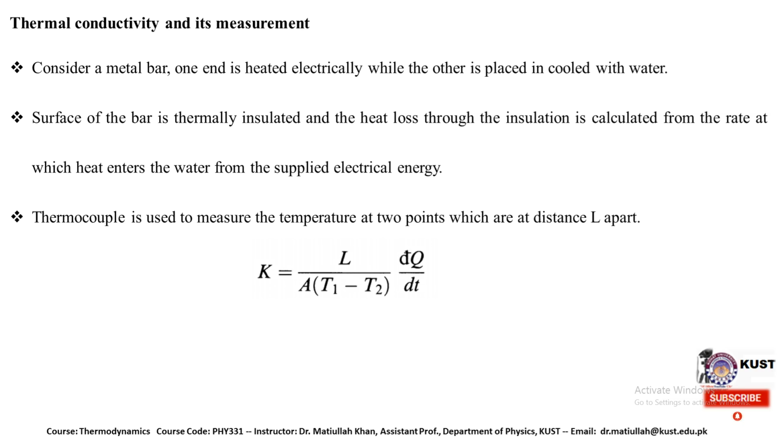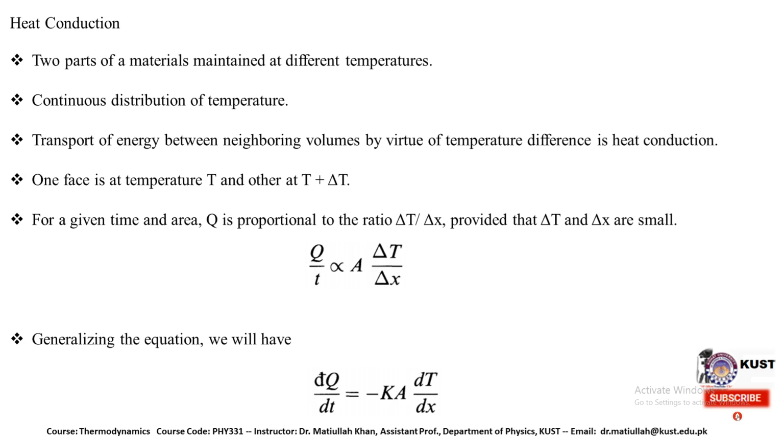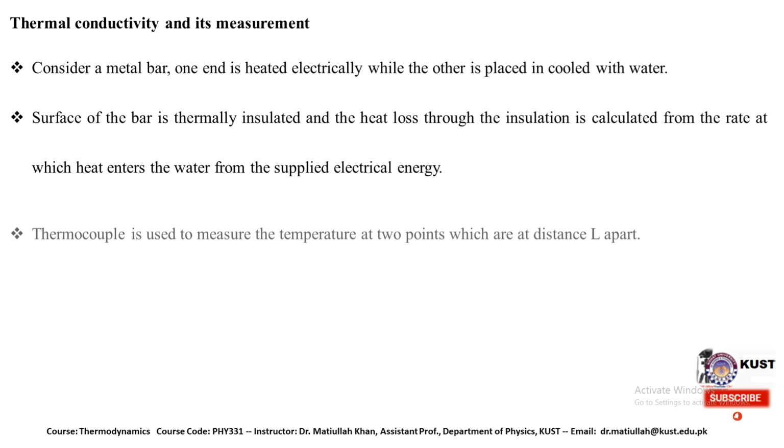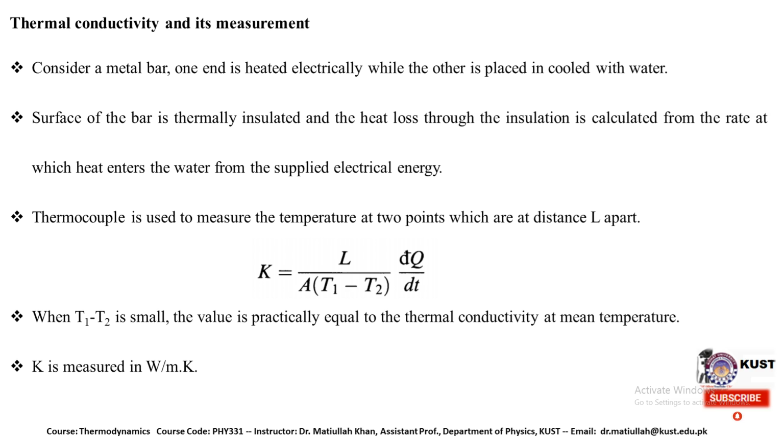So we can get the value of thermal conductivity from the last equation. After simplifying that equation, we get K equal to L divided by A into (T1 minus T2), times dQ divided by dt. So from this equation we can get the thermal conductivity of any material.